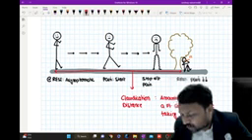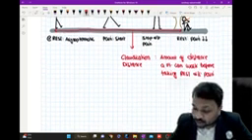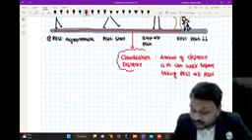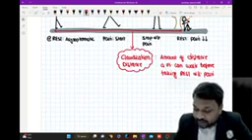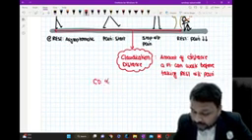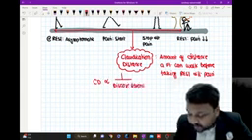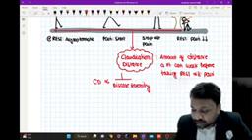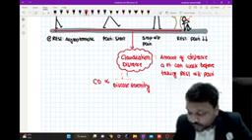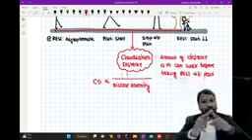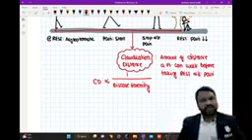Why I'm telling you very significantly about this, because claudication distance, which can be abbreviated as CD, is inversely proportional to the disease severity. The claudication distance is inversely proportional to disease severity. That means if the claudication distance is longer, the severity of disease is less.